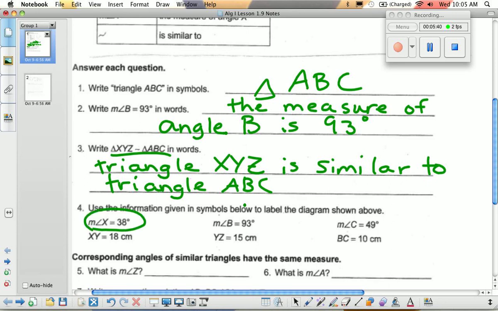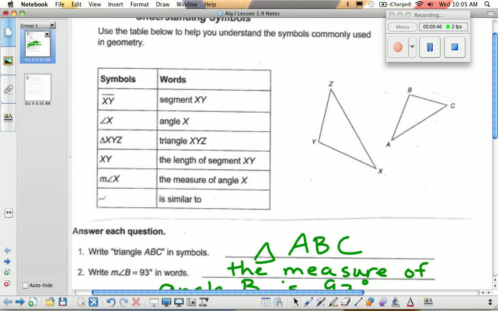It's saying angle x equals 38 degrees. The measure of angle x is 38 degrees. So we go up here and right here we can put 38 degrees. We know that angle x is a 38 degree angle.